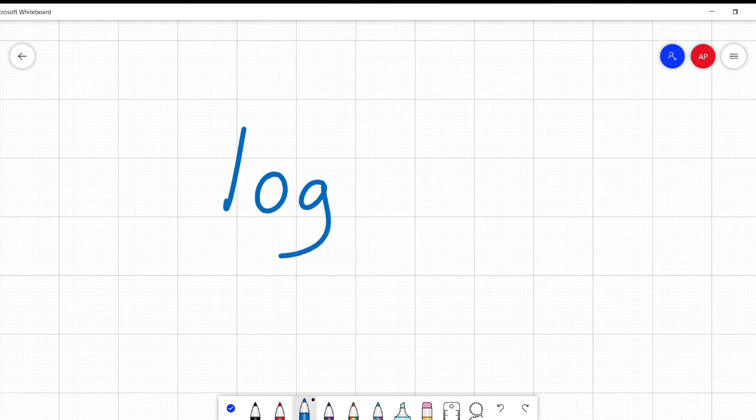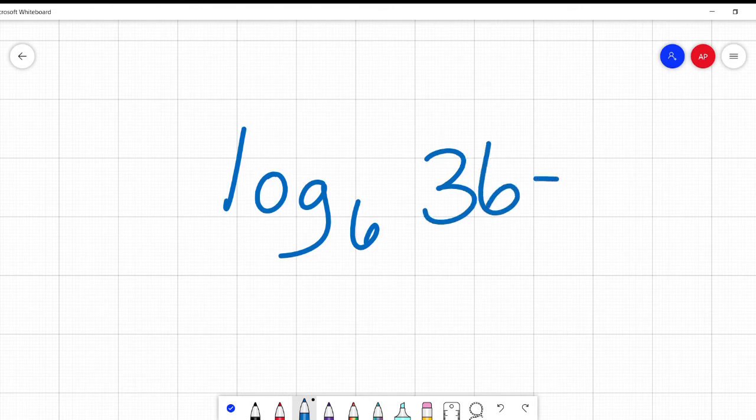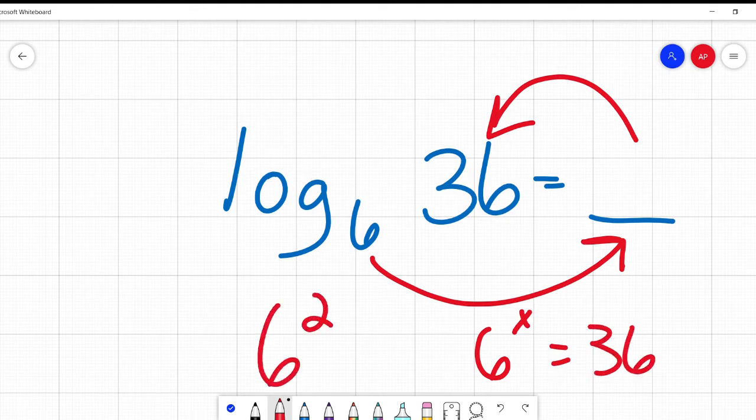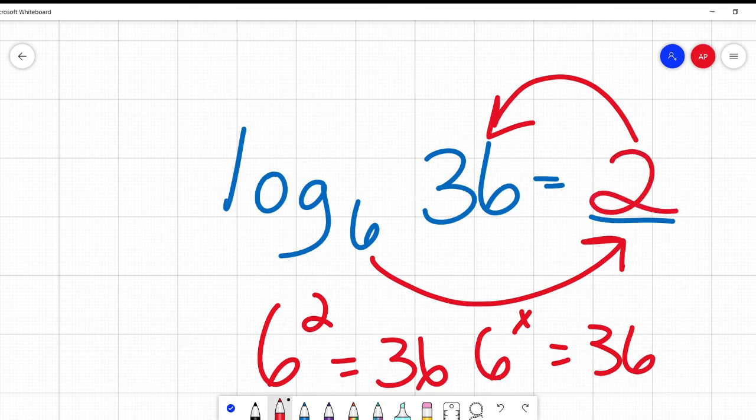Let's say log base 6 of 36 equals what? 6 to what power equals 36? Well, that's 6 squared equals 36. So my answer is 2. Okay?